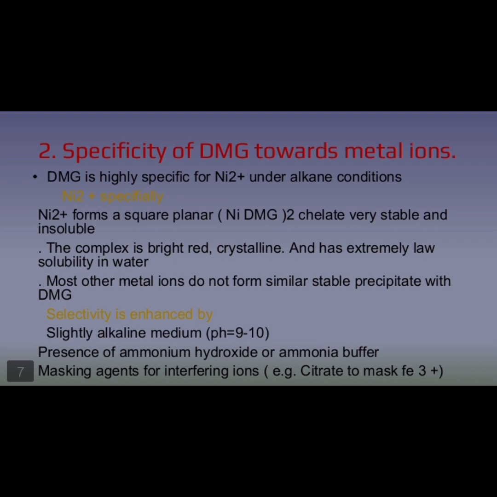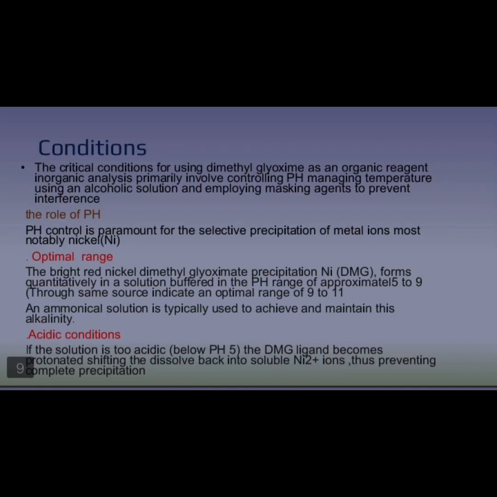Selectivity is enhanced by a slightly alkaline medium (pH equals 9-10), the presence of ammonium hydroxide or ammonium buffer, and masking agents for interfering ions, for example citrate or tartrate to mask Fe3+. Next, conditions of DMG.